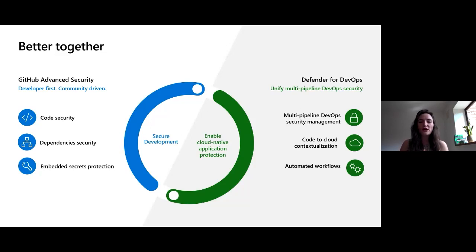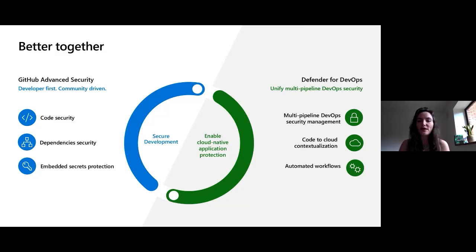And then when we're talking about Defender for DevOps, what are the capabilities that Defender for DevOps brings in addition to the GitHub Advanced Security? Well, there's loads of them. And the first one that we have on the screen is our multi-pipeline DevOps security management. So actually this encompasses a few things. I'll talk about a few things.